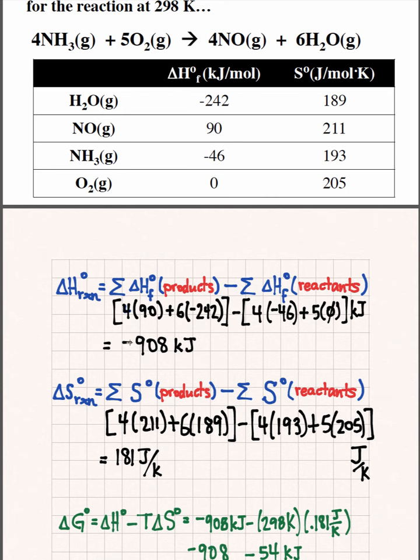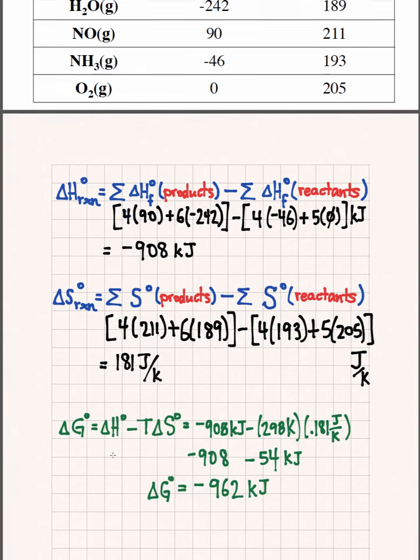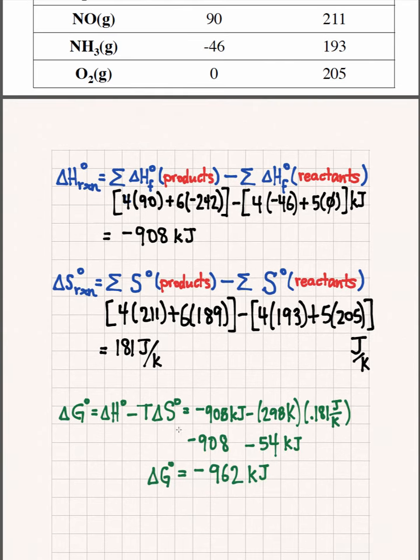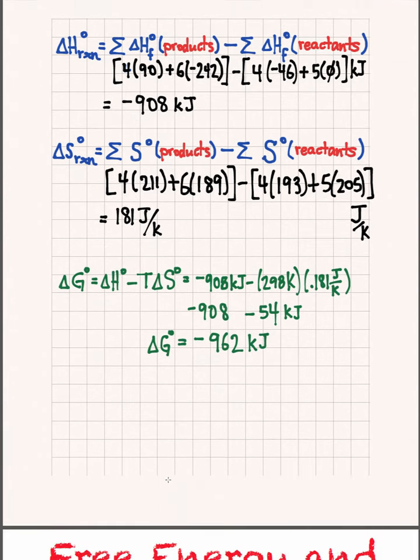Negative enthalpy change is favored. Positive entropy change is favored. So I'm pretty sure my delta G is going to be negative. So if this term is negative, and I'm subtracting a positive, that makes this 908 even more negative, down to negative 962, and so we'll say it's very favorable.